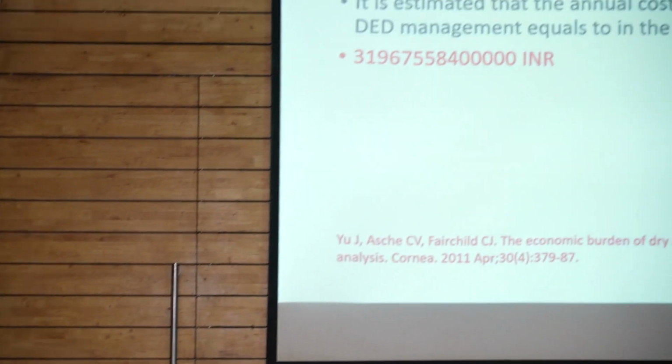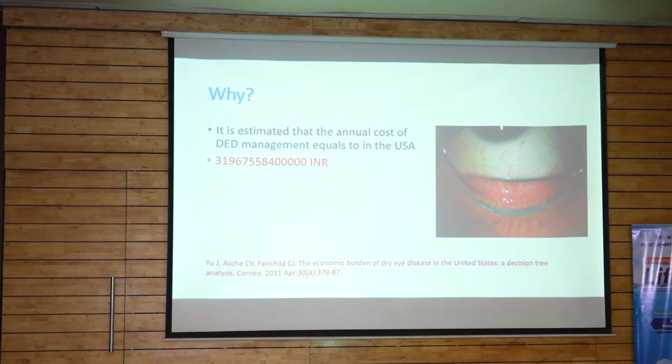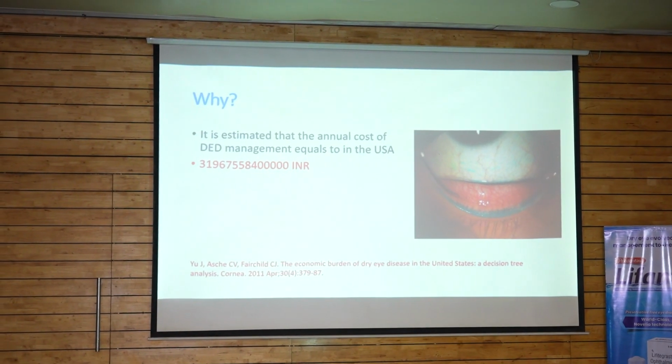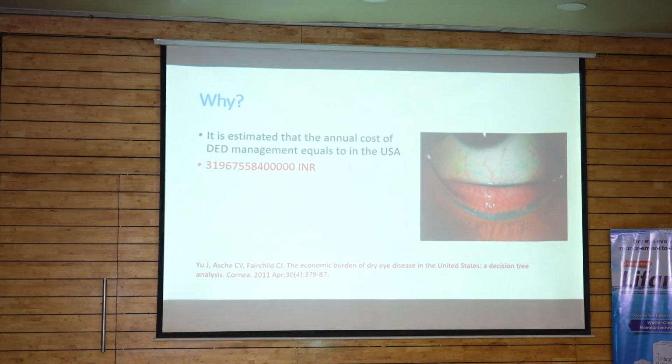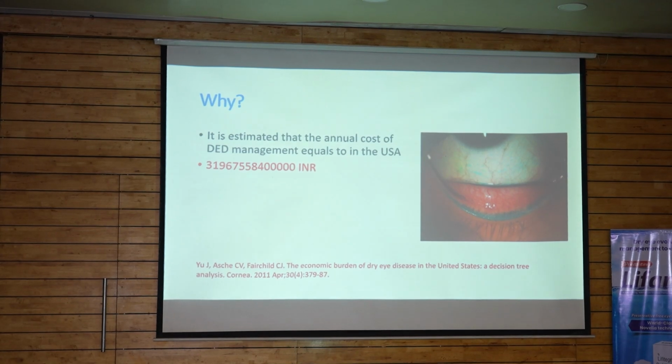And you must have all noted this: every 6 months, one company comes with a new drug. This is the magical drop that you're looking for. Within 6 months, another magical drop arrives. So why? Because we have to accept this fact: we don't have the capability at this point of time to restore the normal tear film.